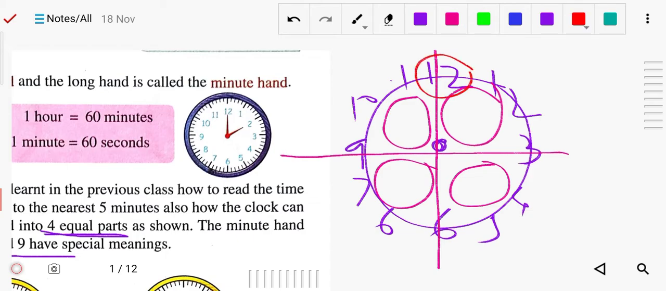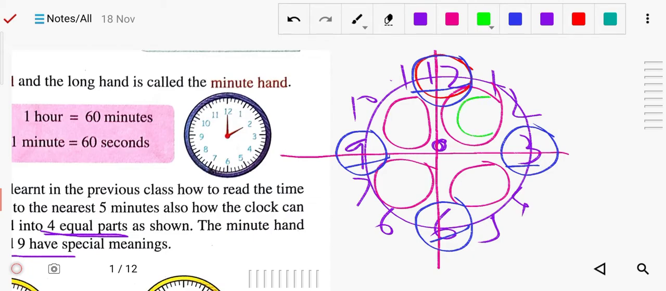What is the special meaning of these numbers 12, 3, 6, and 9? Between 12, 3, 6, and 9, the clock is divided into four equal parts, and each part is called a quadrant. So there are a total of four quadrants. That's why, if the minute hand is on the 3, or on the 6, or on the 9, or on the 12, how will we read the timing?